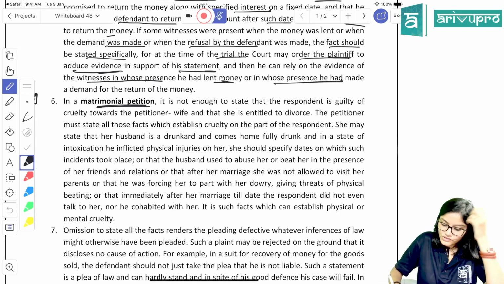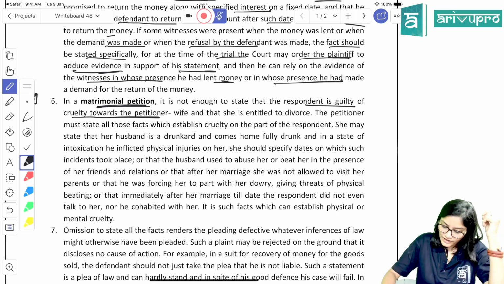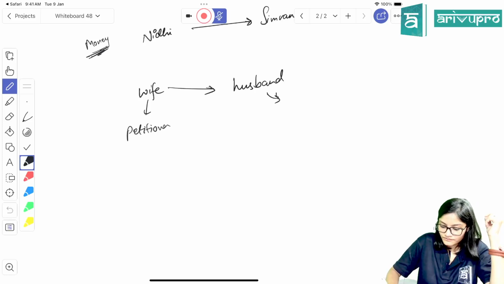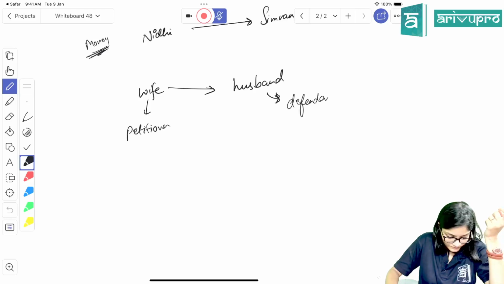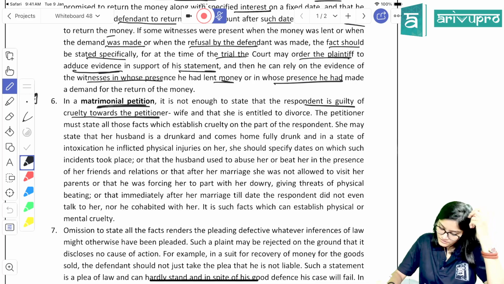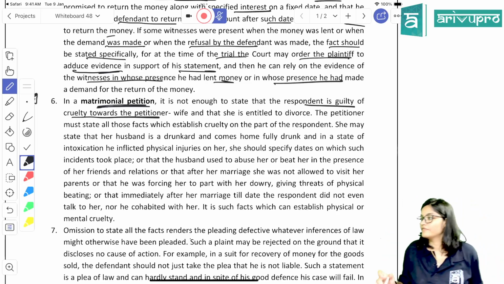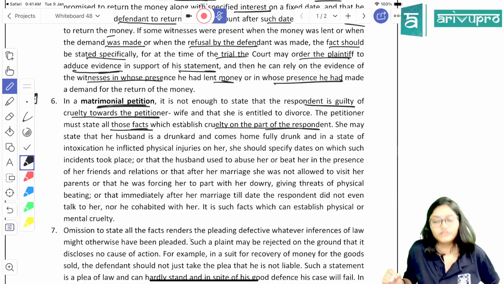It is not enough to state that the respondent is guilty of cruelty towards the petitioner. Your wife is the petitioner, right? And this is the defendant or respondent, he is going to respond, right? Wife says she is entitled to divorce. The petitioner must state all those facts which establish cruelty on the part of the respondent.